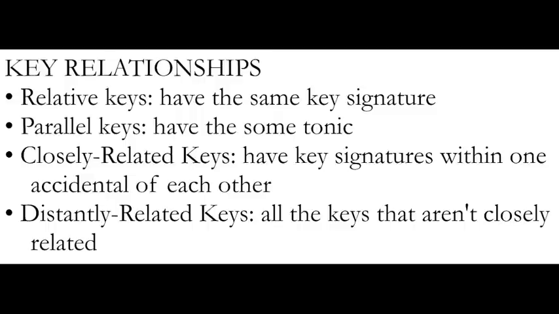Closely related keys, since they are only one accidental away, have a lot of pitches in common with one another, and this makes it easy to modulate from one of them to the other. Because there are so many similar notes, there's only a very subtle difference. Moving to a distantly related key is often a little bit jarring because there are so many different pitches between those keys. Let's look at what we mean when we talk about closely related keys with an example.